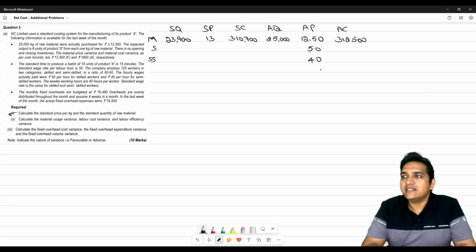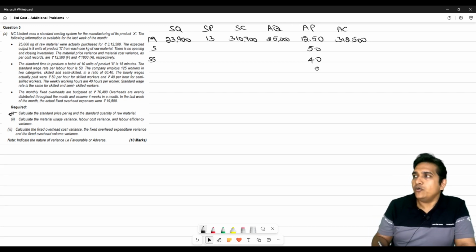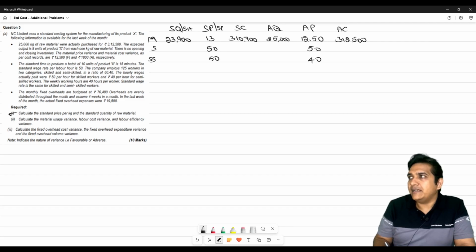Standard wage rate is same for skilled and semi-skilled labor. So in the second sentence of the question, it says the standard wage rate per labor hour is 50, and at the end they say that the standard rate for skilled and semi-skilled is same. So the standard price or standard rate for both skilled and semi-skilled will come to 50. So this would also be my standard hours, this would be standard rate, actual hours, actual rate, right?